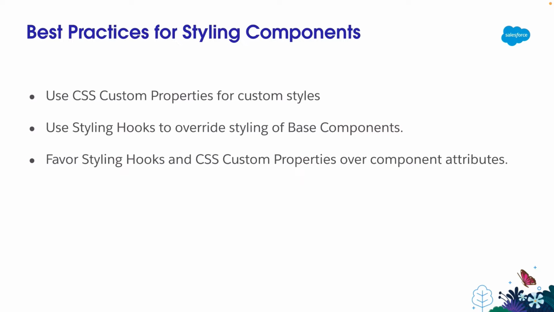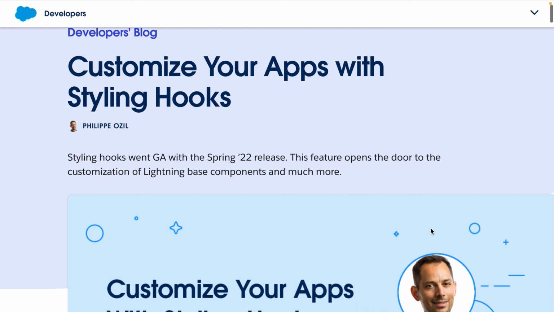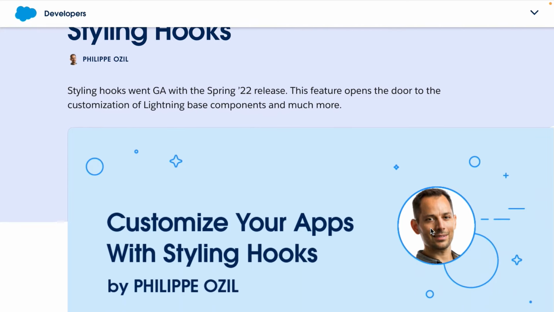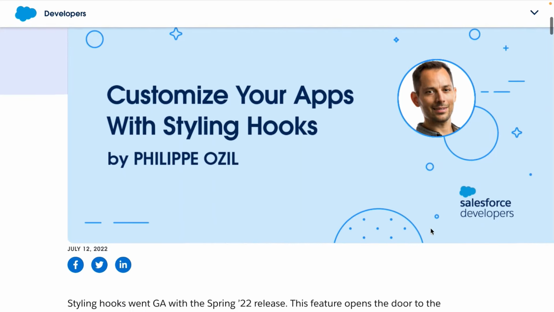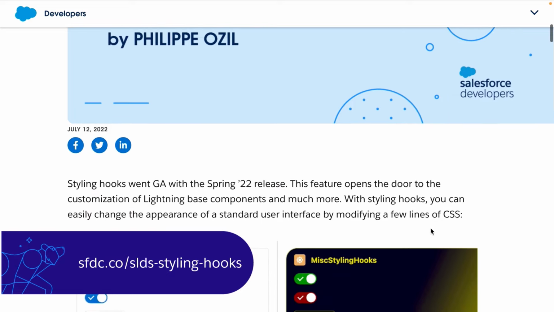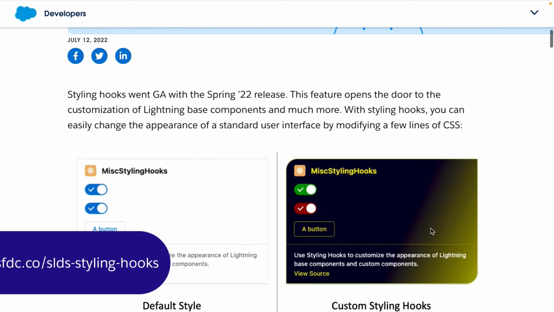Again, I want to reiterate that you should favor styling hooks and CSS custom properties because they provide optimized performance and they are standard compared to using component attributes to style your Lightning Web Components. Now, if you want to deep dive into styling your Lightning Web Components, I recommend reading this helpful blog from one of our developer advocates. This blog covers in detail around styling your Lightning Web Components.